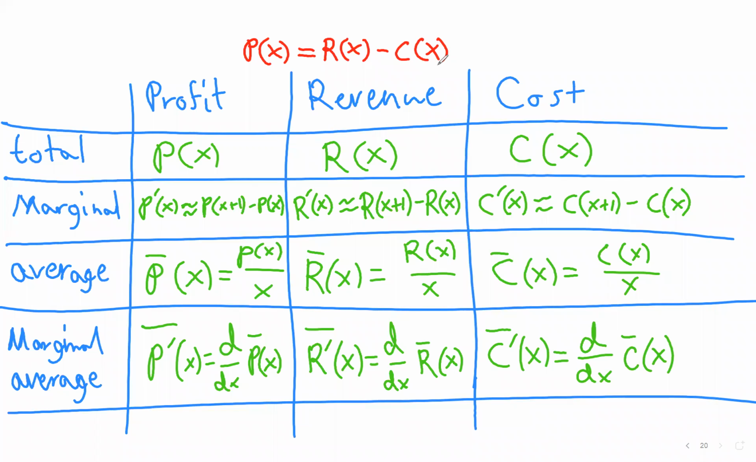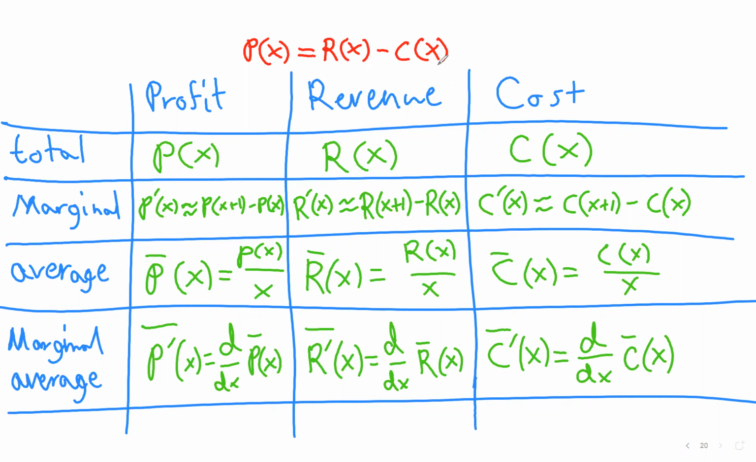We also have the average profit, revenue, and cost, which we can talk about, which are related to the total profit, revenue, and cost. Mainly, what you do is you just divide the total by the number of items you've produced to get the average, and that's pretty straightforward. What may not be as straightforward is how that can be used with the marginal average, which is the derivative of the average.